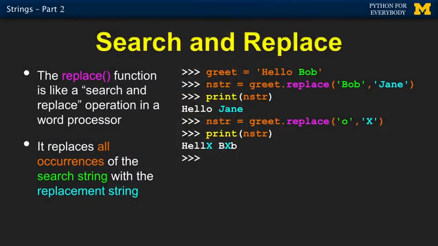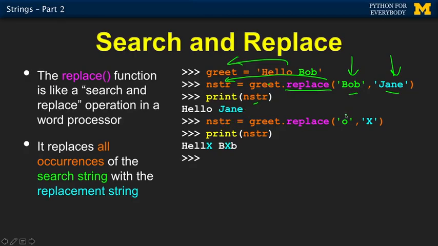Search and replace. So this is an example where we have hello Bob in this variable, and we're going to call the replace method inside of the greet variable and give it two parameters. In this case, we're going to give an old and a new. So that says go find all the Bobs and replace them with Janes. It doesn't hurt greet. Greet doesn't change. It gives us back a copy, and in that copy, all those characters are replaced. So what's in nstr is hello Jane.